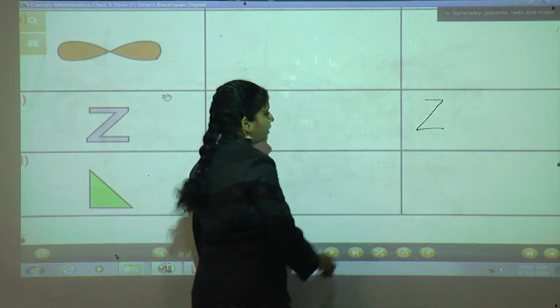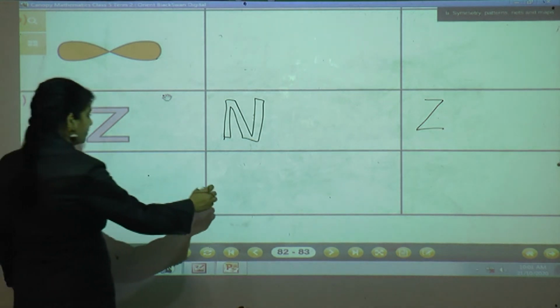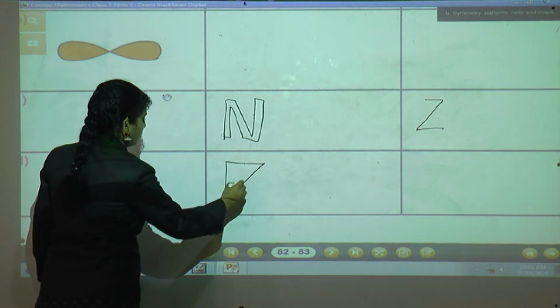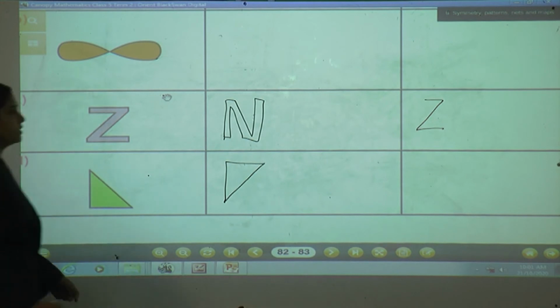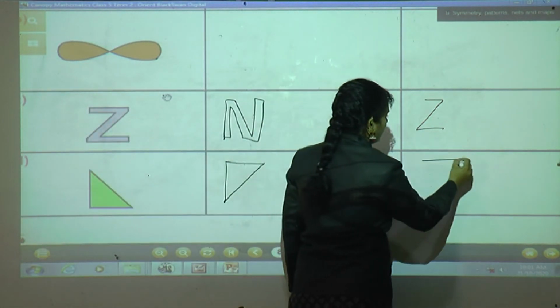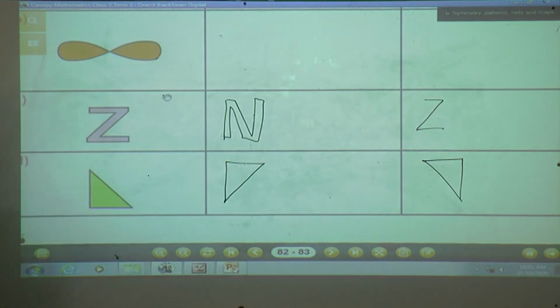Okay, now D1, quarter turn, that means this side will come. Okay, how will it come? Yeah, like this it will look after a quarter turn. And half turn, now half turn how will it look students? Yes, here it will look like this. Okay, so now all of you understood quarter turn and half turn.